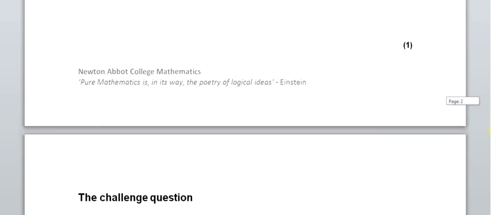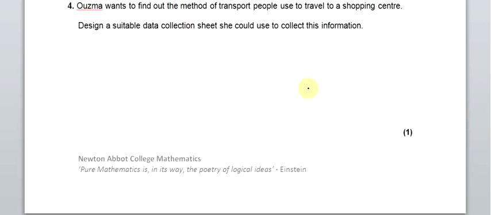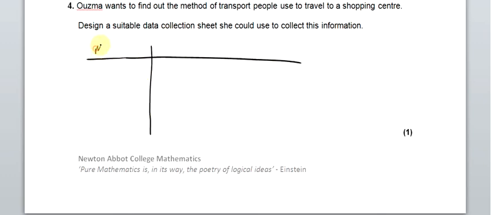Right, question number 4. Azuma wants to find out the method of transport people use to travel to a shopping centre. Design a suitable data collection sheet she could use to collect this information. 1 mark. They're after a tally chart, basically. So, first one is going to be method.